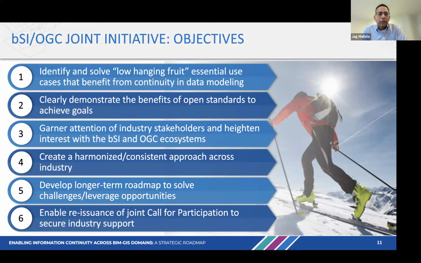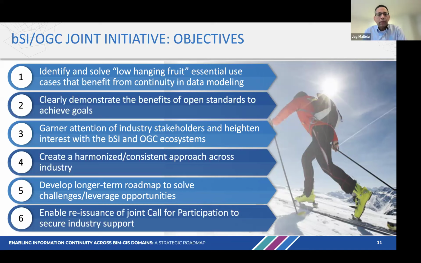In terms of the objectives for the roadmap, again, as I said, we were user-centric and very use case focused. So the very first objective is to actually start identifying and solving the low-hanging fruit essential use cases that benefit from the continuity in data modeling. That was a very key goal for us, because we do want to solve real problems. The roadmap otherwise will not be actionable and probably will become a document on the shelf. So we do want the roadmap to sustain itself, and the best way to sustain it is to center it on real-world use cases and solving problems.